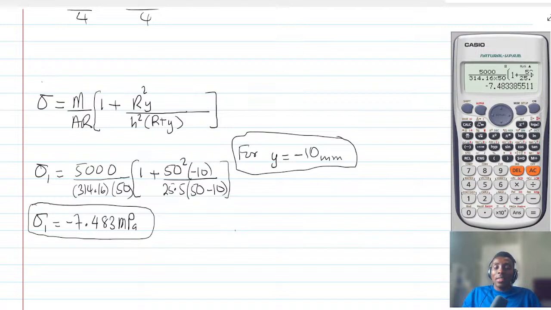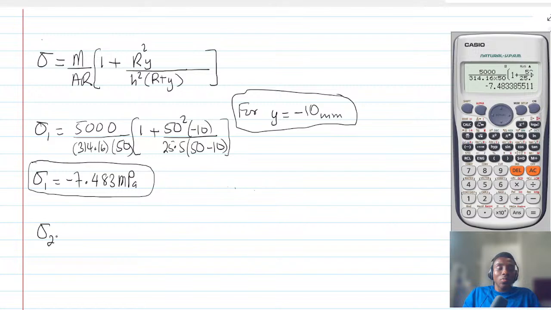So essentially, you have your sigma 1 over there. Now to calculate your sigma 2, all you have to do is say that for y, it is plus 10 millimeters, and then everything is the same. You just have to negate, make it positive rather.